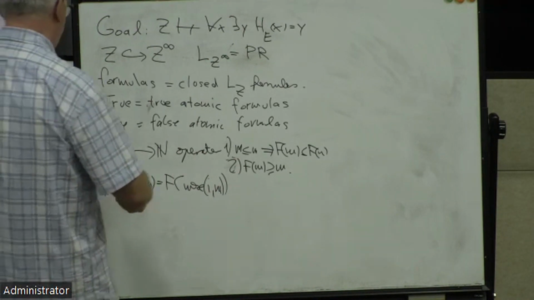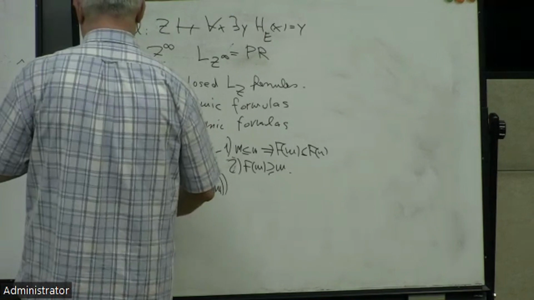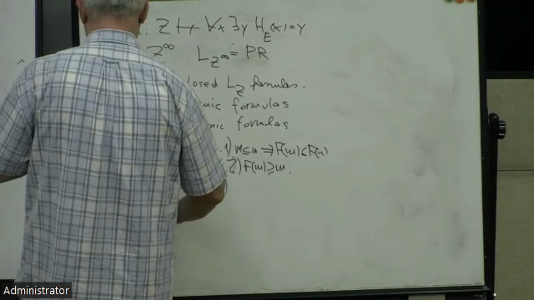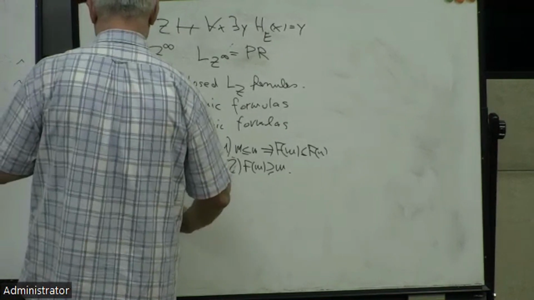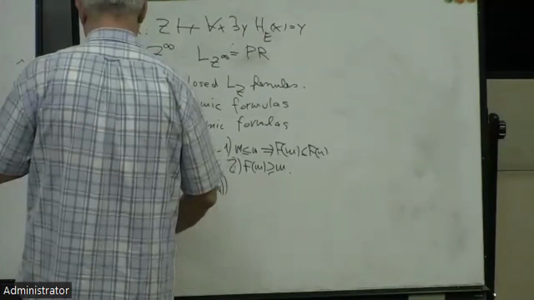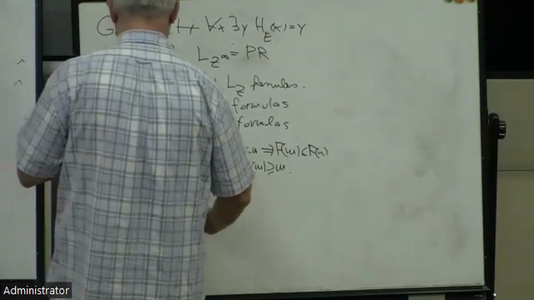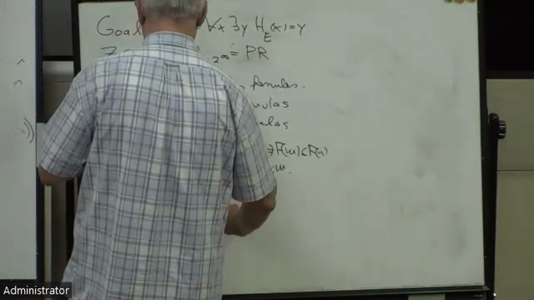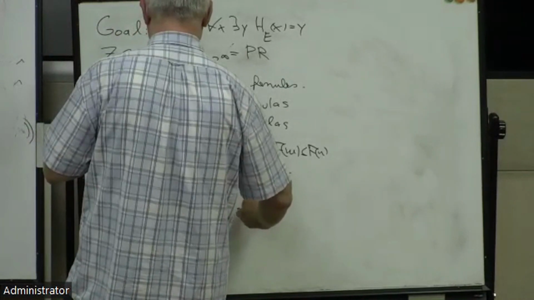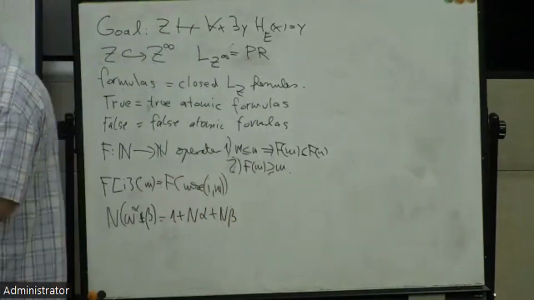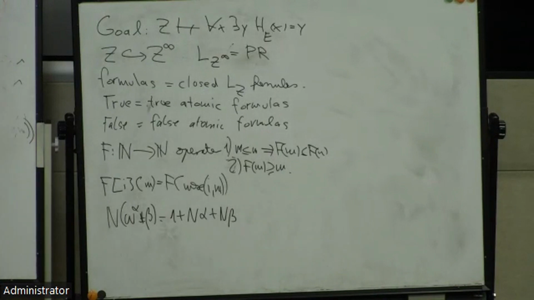Further, I have a norm function for elements in E. The complexity of omega to the alpha plus beta is given by 1 plus the complexity of alpha plus the complexity of beta. Now, this is a sort of complexity measure, the length of an ordinal.